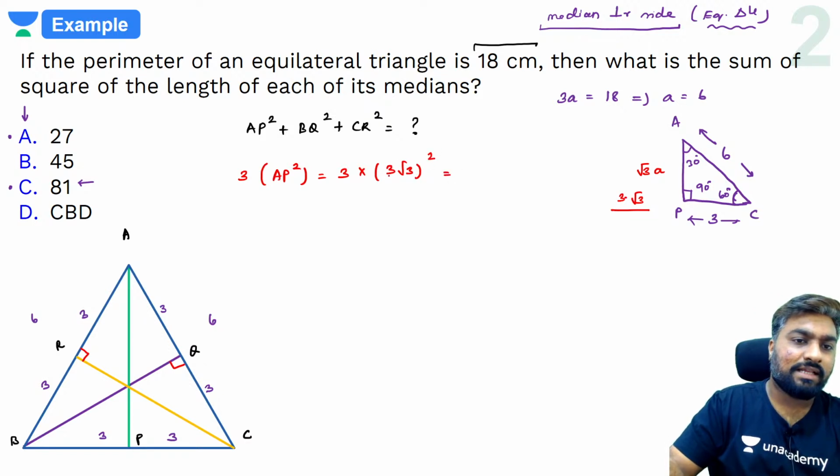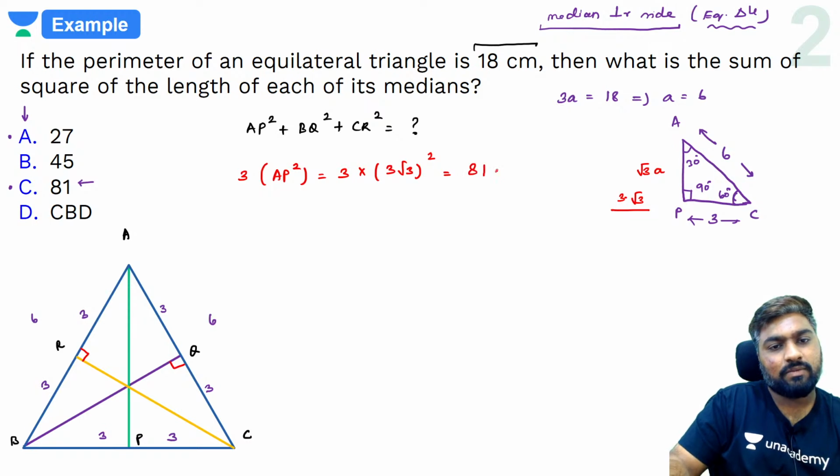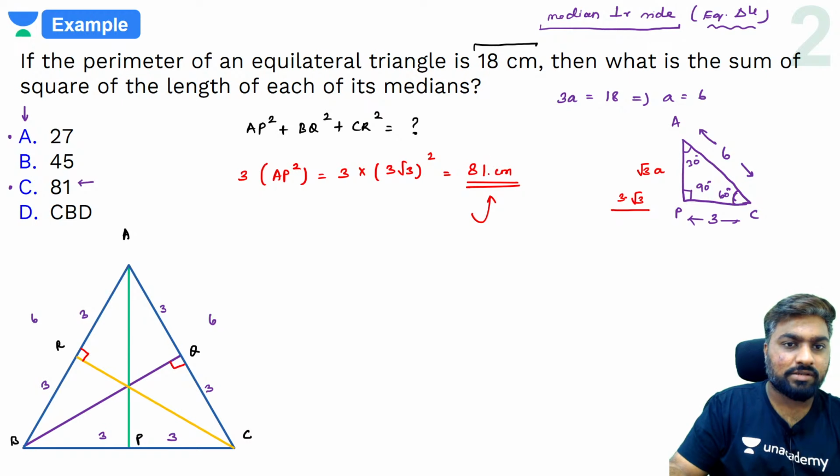Which is how much? 3 root 3 squared is 27. 27 into 3, 81 centimeters. Got it, guys? So 81 is your answer. Beautiful.